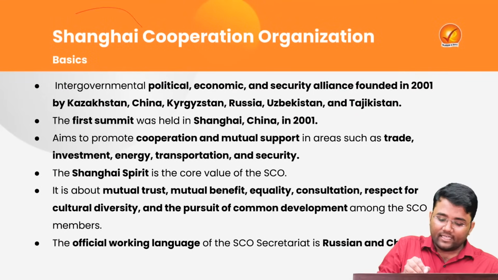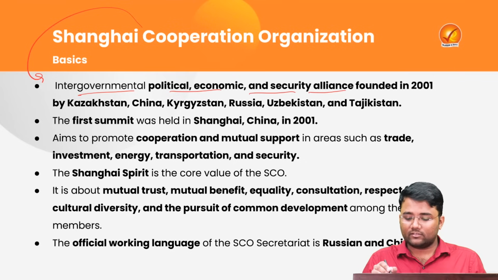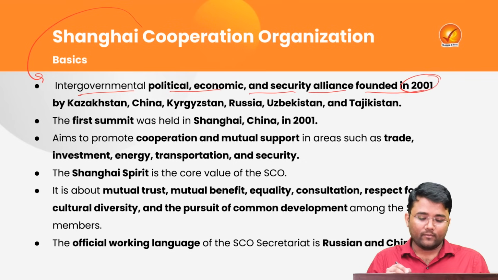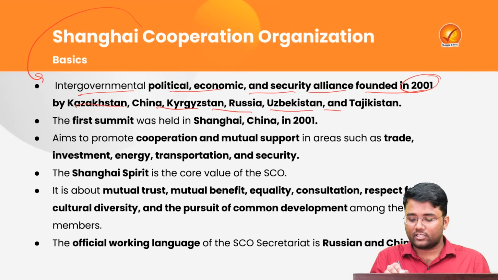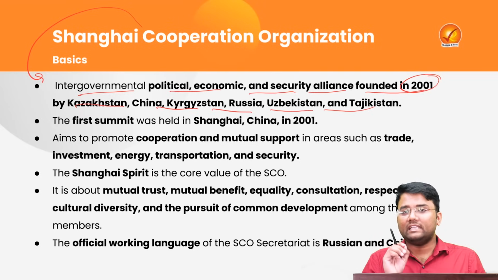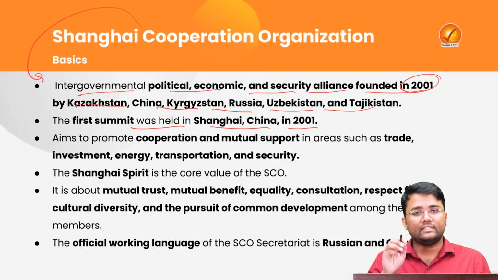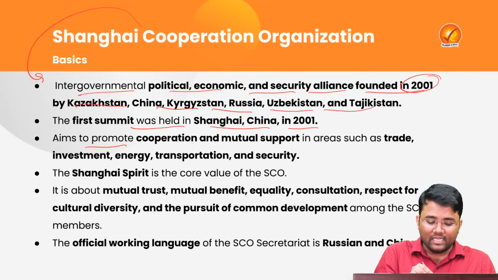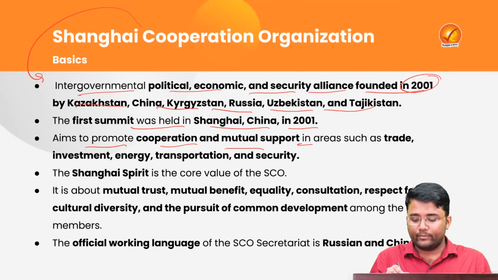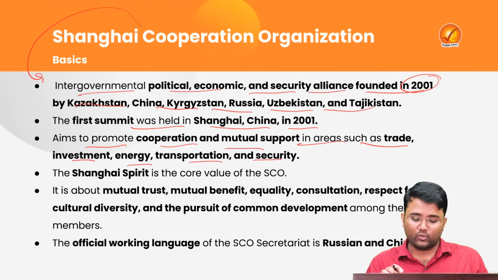So basically, this SCO is an intergovernmental political, economic and security alliance which was founded in year 2001 by Kazakhstan, China, Kyrgyzstan, Russia, Uzbekistan and Tajikistan. Now here you have to focus that India is not the founding member. The first summit was held in Shanghai, China in the year 2001, and it mainly aims to promote cooperation and mutual support in areas such as trade, investment, energy, transportation and security.